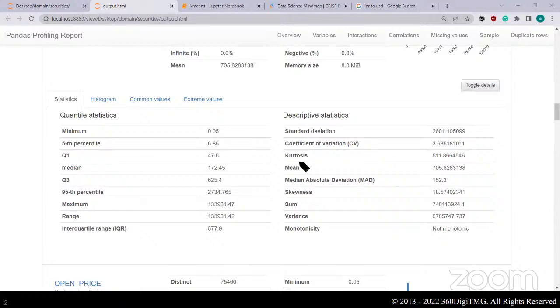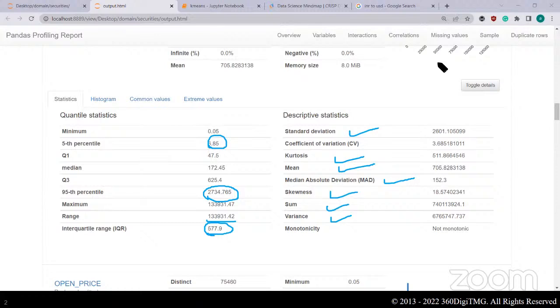You are getting the 5th percentile value, you are getting the 95th percentile value. You are getting the max min range, the IQR, and you are also getting the Q1 and the Q3 values, and the median. Similarly, you are also getting the standard deviation, the kurtosis, mean absolute deviation, skewness, the sum, and the variance. So all these basic steps we had already seen, so you can calculate them.